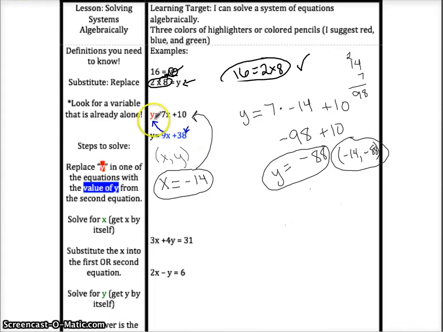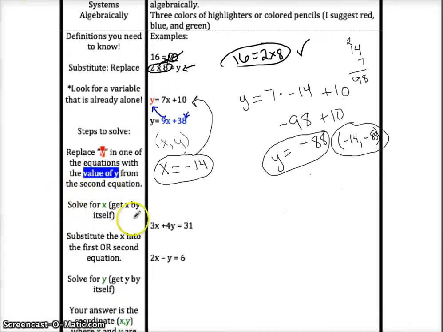So my goal is to get rid of the y's or get rid of the x's so that I can have one variable to solve. So I got rid of the y's by plugging in for y. So I had 9x plus 38 equals 7x plus 10. Then my next step was to solve for x and get x by itself, and I meant to do that in green. I'm sorry. I'll circle it in green though. So this was my green step to get x by itself.